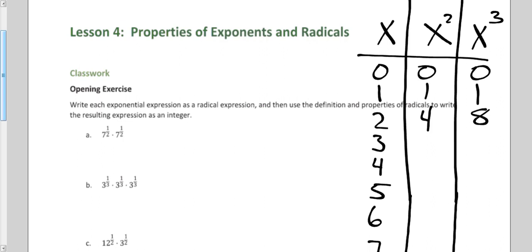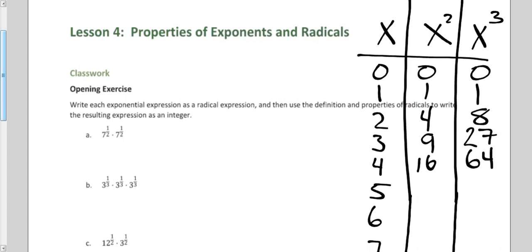3. 9 and 8. 27. Yeah. 3 times 3 is 9. Times 3 is 27. 4. X is 4. 4 squared is 16. And 64. Good, Lars.